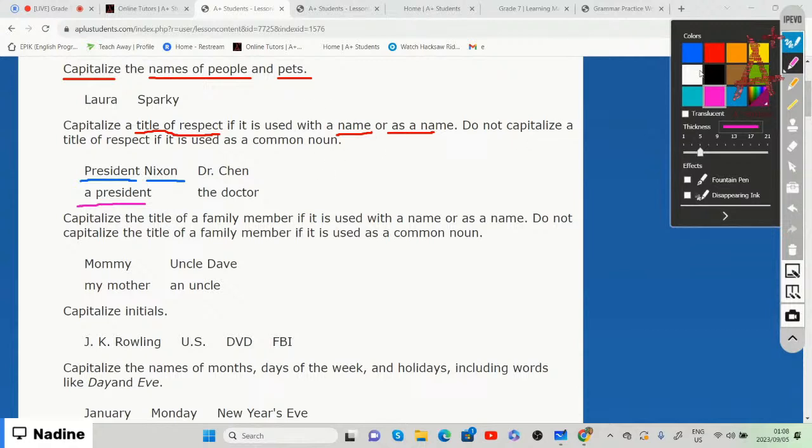The same with doctor, right? Instead of writing the full word and saying Doctor Chen, we say doctor as a title, DR, meaning doctor. That stands for doctor. So Dr. Chen, right? The doctor is the title of respect. So we need to capitalize doctor. And of course, the name, the first letter of the name of the doctor.